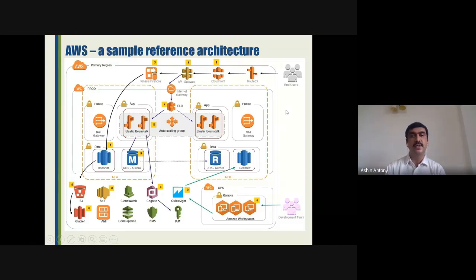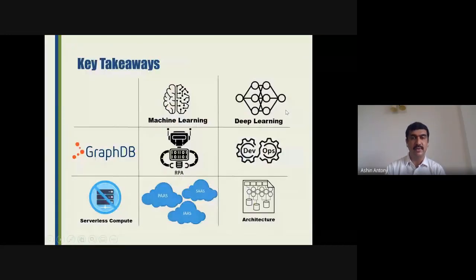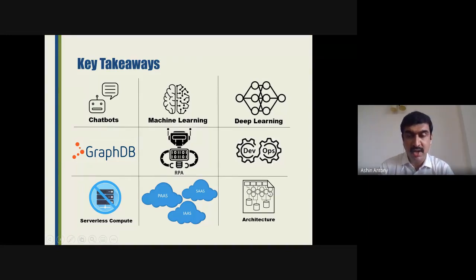Okay, so that is pretty much what I wanted to cover today. I believe something is missing. Yeah, that is what are the key takeaways from today's discussion. What we discussed: AI, ML, deep learning, GraphDB, RPA, robotic process automation, DevOps, serverless compute, IaaS, PaaS, SaaS, and basically about emphasizing on architectures.